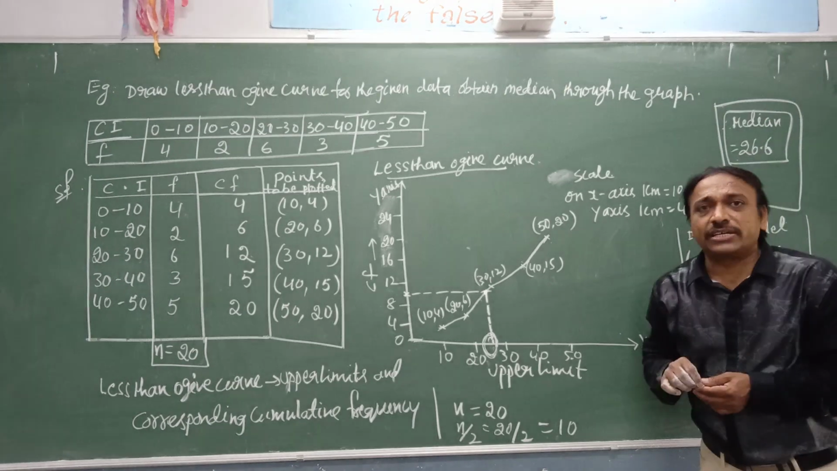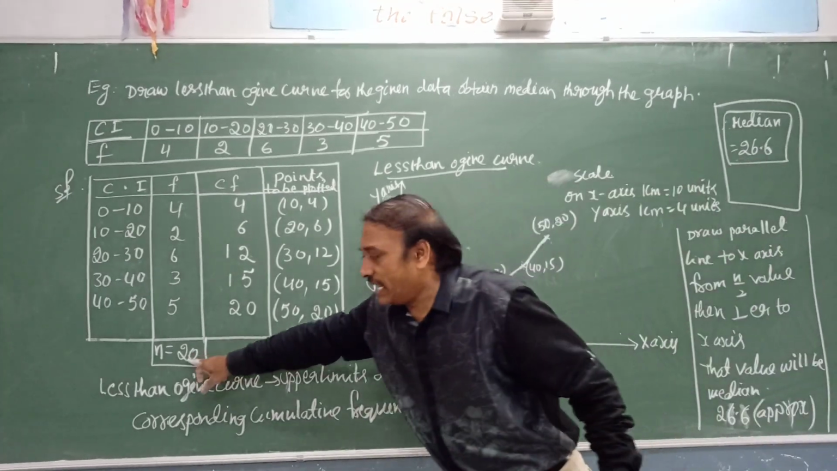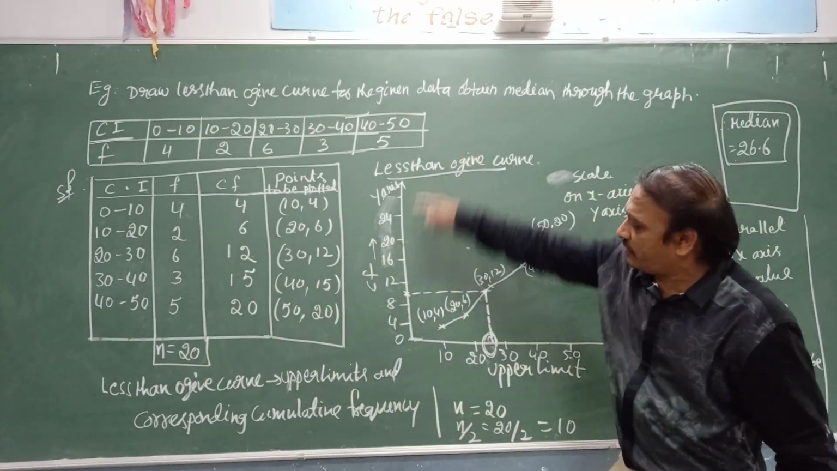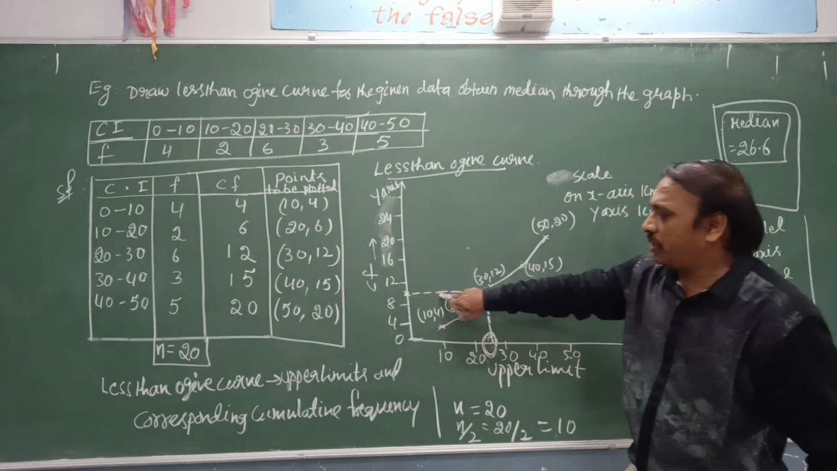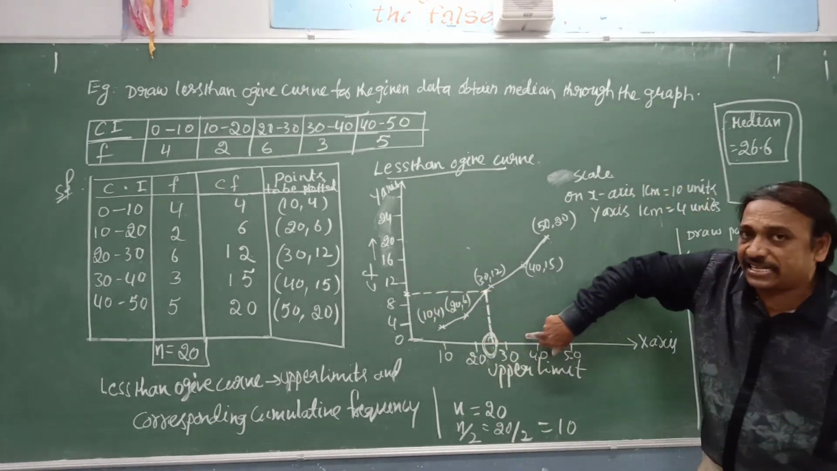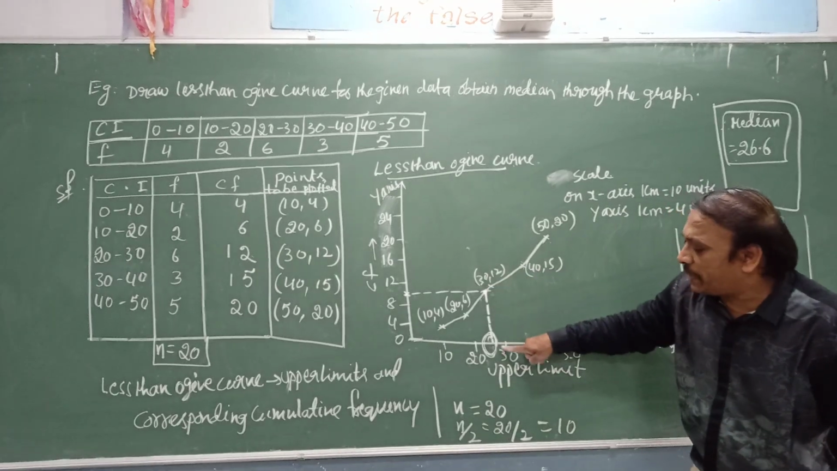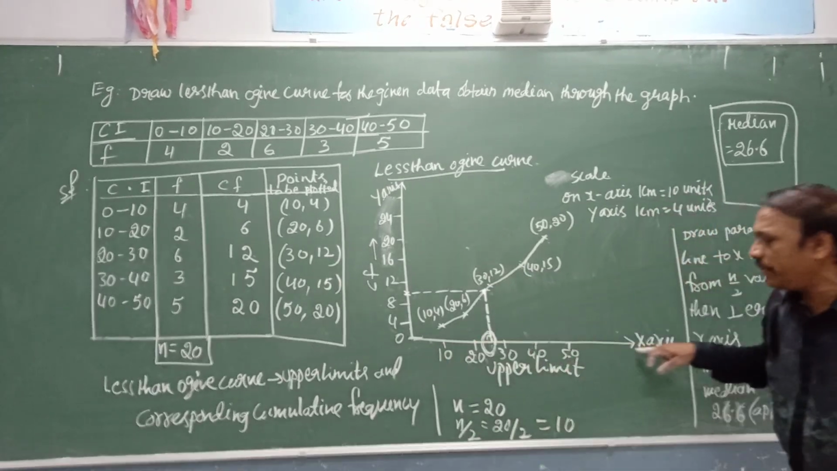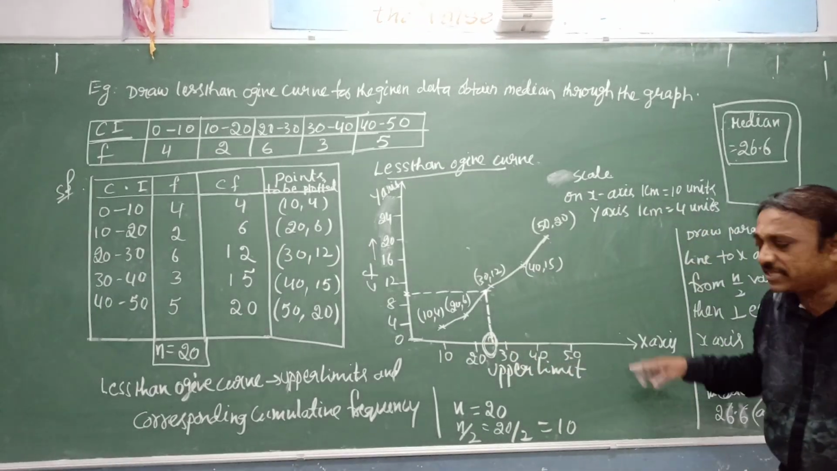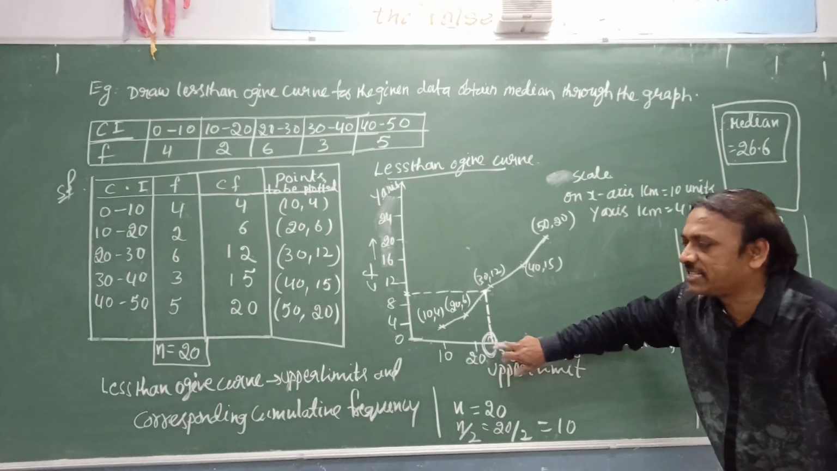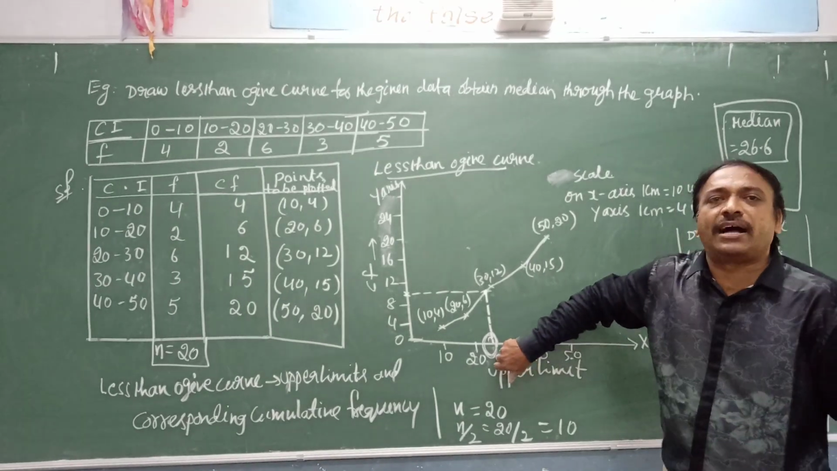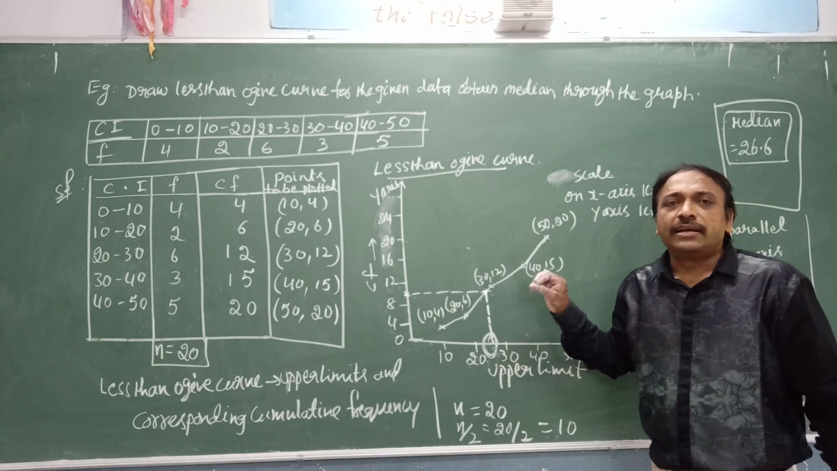How to calculate? The n by 2 value you have to calculate. That answer you have to see on the y-axis. From that point you have to draw the parallel line to the x-axis. Where it meets the graph, from that draw the perpendicular line towards the x-axis. Where it meets the x-axis, that value is the median for the given data.